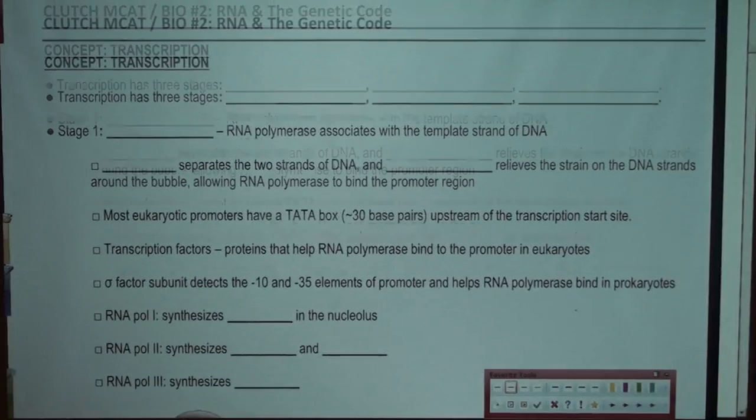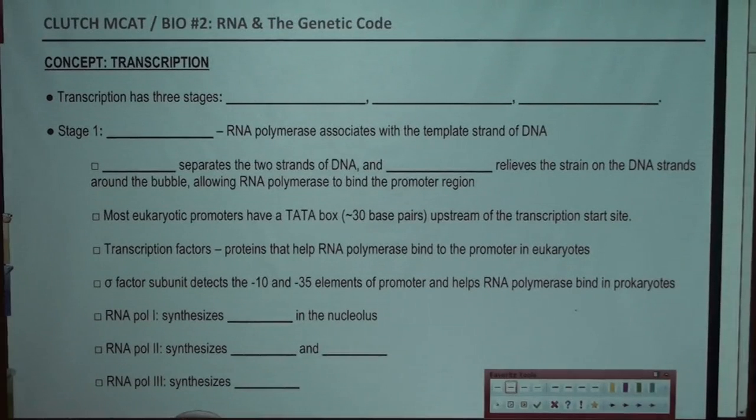Okay, so transcription. You're going to find that transcription and translation both have the same type of steps. So in transcription, we have initiation, elongation, and termination. So step 1 is initiation. So basically RNA polymerase associates with a template strand of DNA.